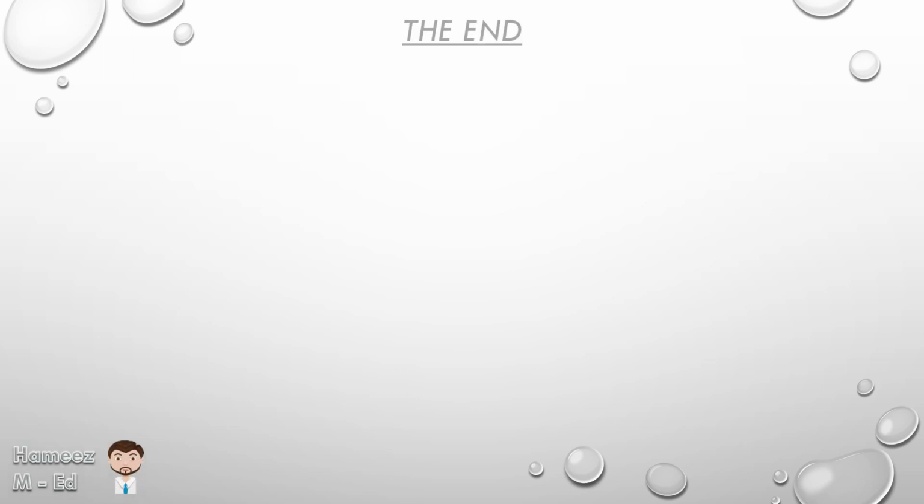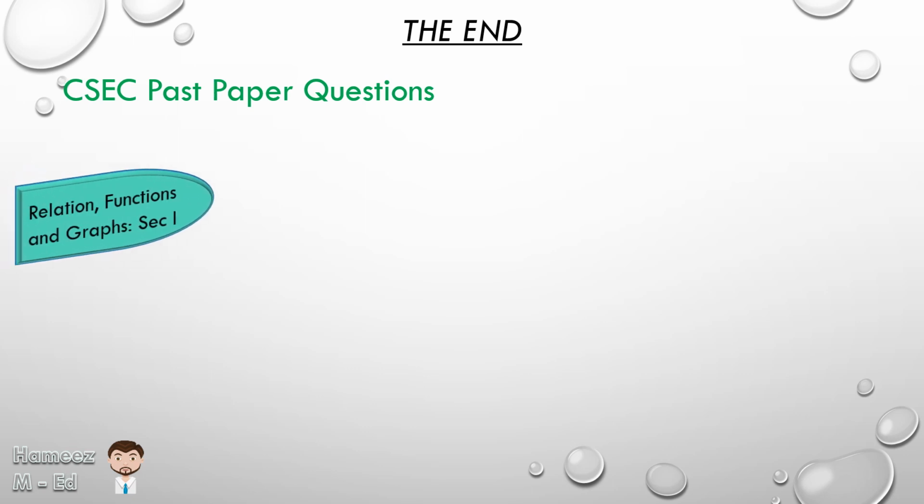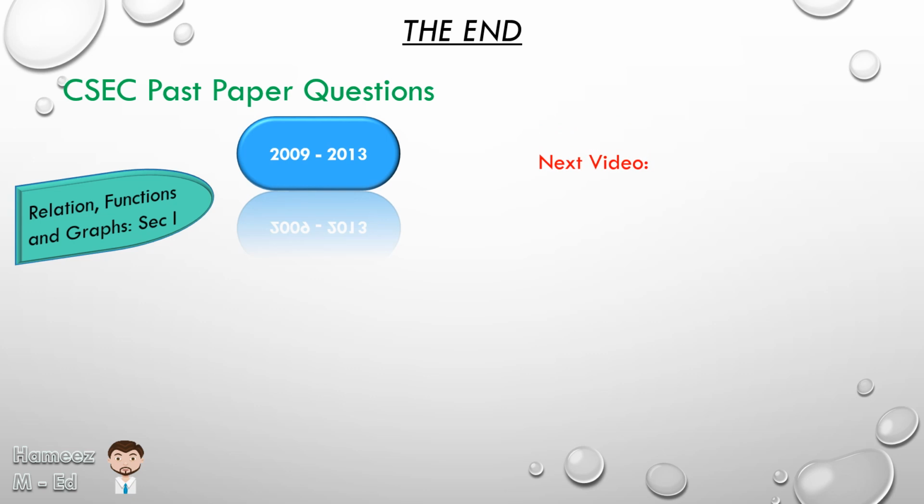This brings us to the end of CSEC past paper questions in the topic of relations, functions, and graphs in section 1 of paper 2. This question also comes in section 2, but this video only dealt with those that came in section 1. This video looked at the past paper solutions from the years May 2009 until 2013, for those 5 years. Our next video will be looking at the next 5 years, which are from 2014 until 2018.